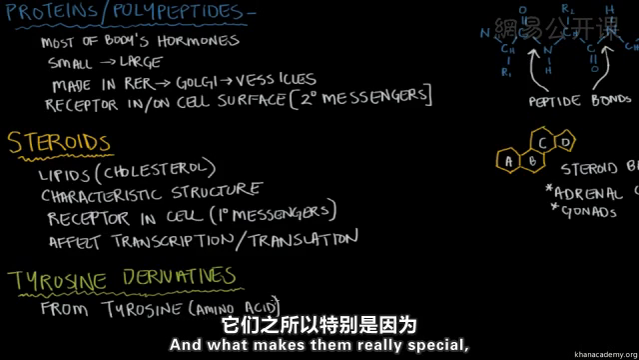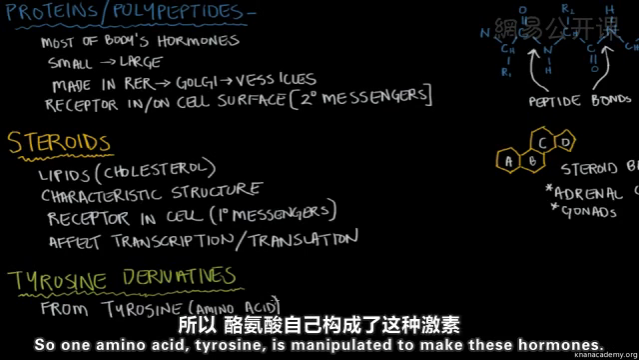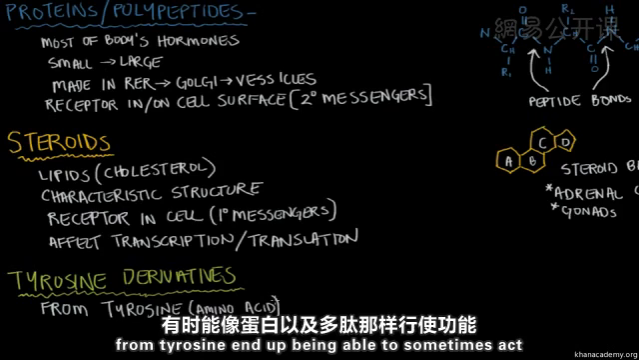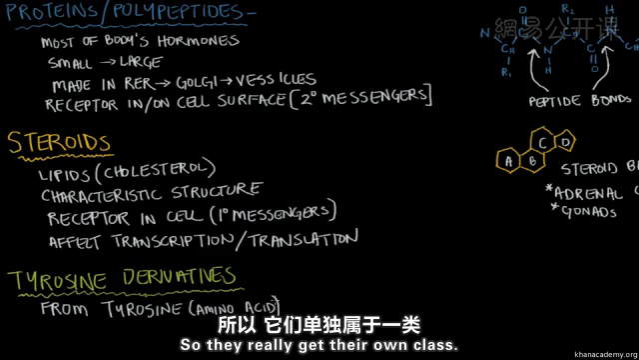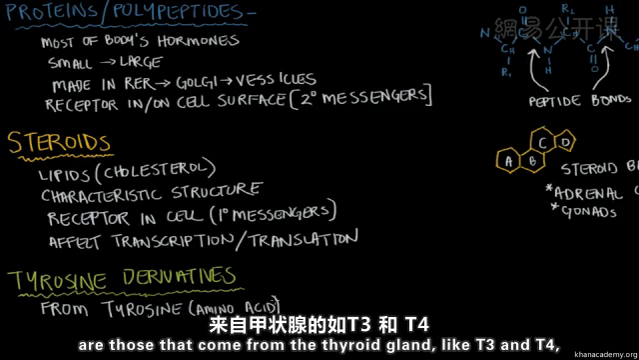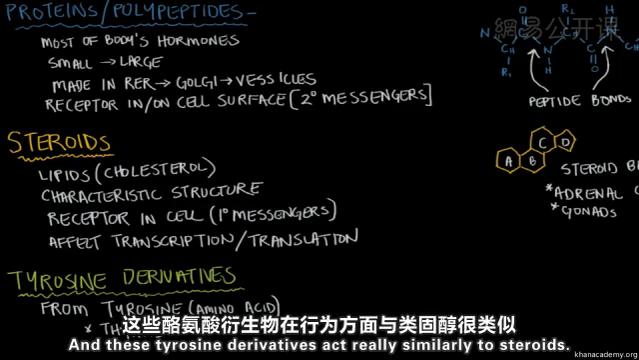And what makes them really special, A, is that they're made of one amino acid, so one amino acid, tyrosine, is manipulated to make these hormones. And B, these hormones that are derived from tyrosine end up being able to sometimes act like proteins and polypeptides and sometimes act like steroids, so they really get their own class. And an example of tyrosine derivatives in the body are those that come from the thyroid gland, like T3 and T4, or triiodothyronine and thyroxine, that stimulate metabolism, and these tyrosine derivatives act really similarly to steroids.